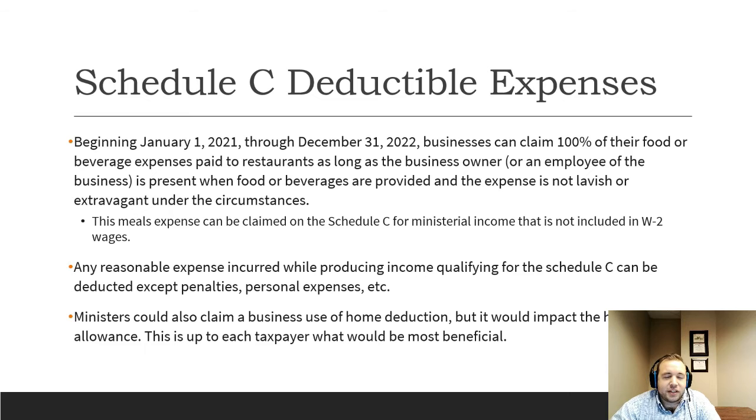So it's one or the other, really, or to a certain extent, like that you take your business use of home deduction, you would have to reduce your housing allowance over on the other side. It just is up to each taxpayer on what would be more advantageous. So if they have a very low housing allowance or something like that, you could possibly try and play around and maximize it.